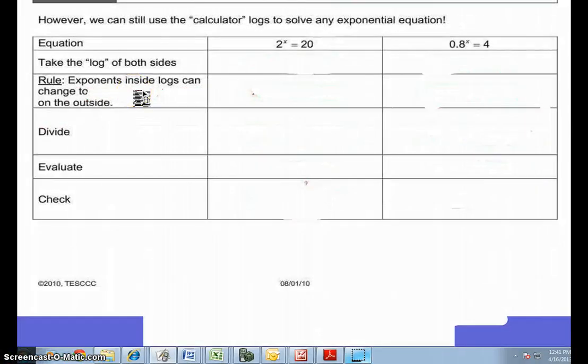Okay, now, the first step is you have to take the log of both sides. So I'm going to rewrite this as the log of 2^x equals the log of 20. Now, I didn't say a base because we're assuming the common base here. My next step is exponents inside logs can change to multiplication outside the log. So I can move my x over to the front of my equation, right? So I have x times log of 2 equals log of 20.